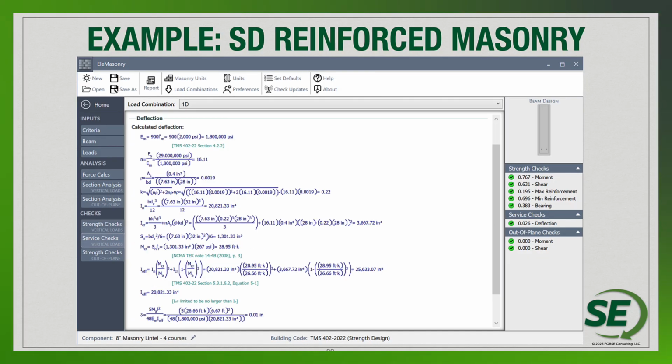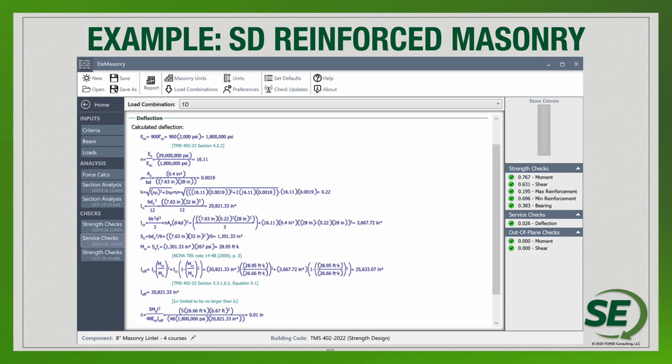And then the last thing that we want to do is we certainly want to do a deflection check. We can look at all the different parameters for deflection to make sure that we have enough moment of inertia to have an element that's going to be rigid enough to not exceed any of the deflection requirements for our masonry designs.